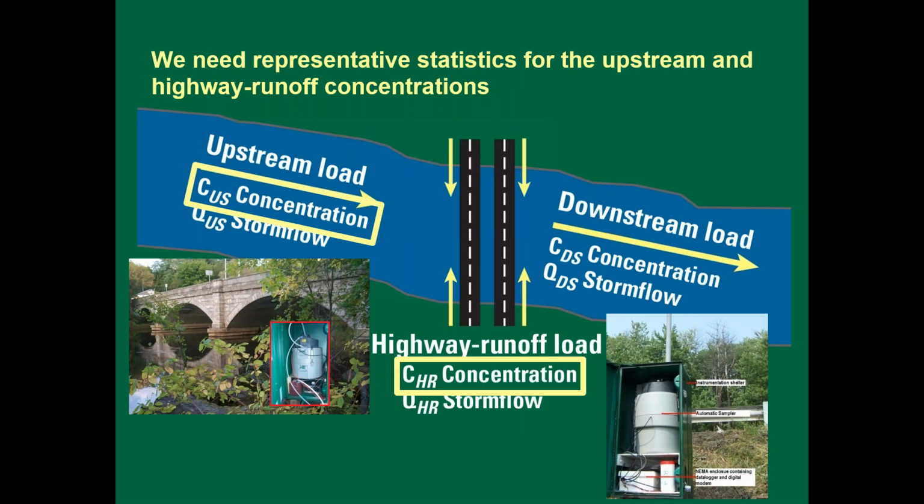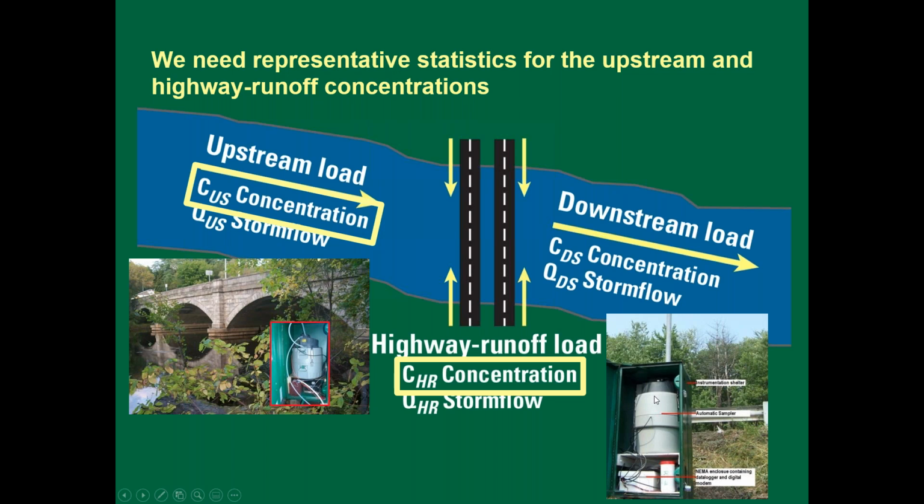So as we're looking at this mass balance, we need representative statistics for the upstream and highway runoff concentrations. This shows that schematic. On the left, we have a picture of a stormwater sampling station for monitoring. I believe this was the Charles River upstream of the Watertown Dam. So we were getting near real-time water quality there to get those upstream concentrations. And this picture over here is a highway runoff monitoring station. You can see the guardrail there. Again, we're getting these event mean concentrations based on an auto sampler.